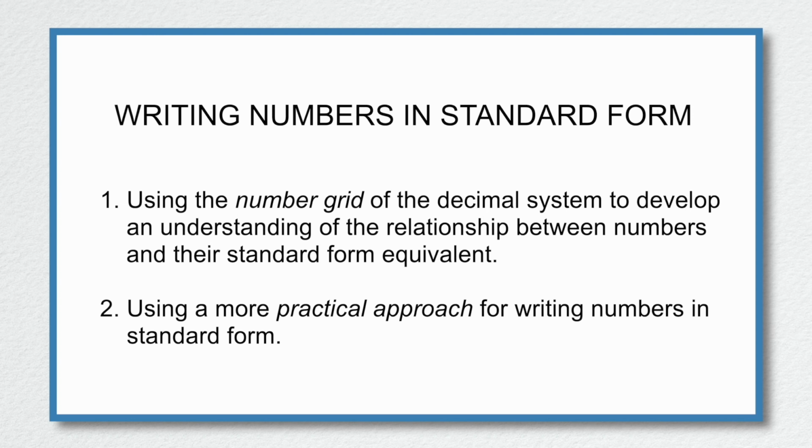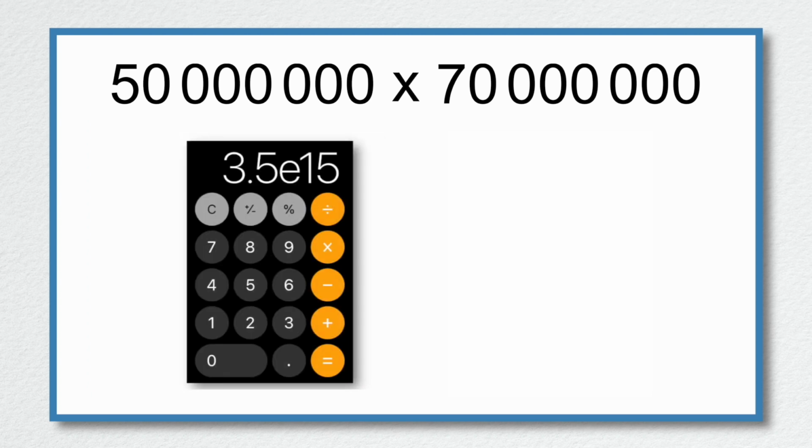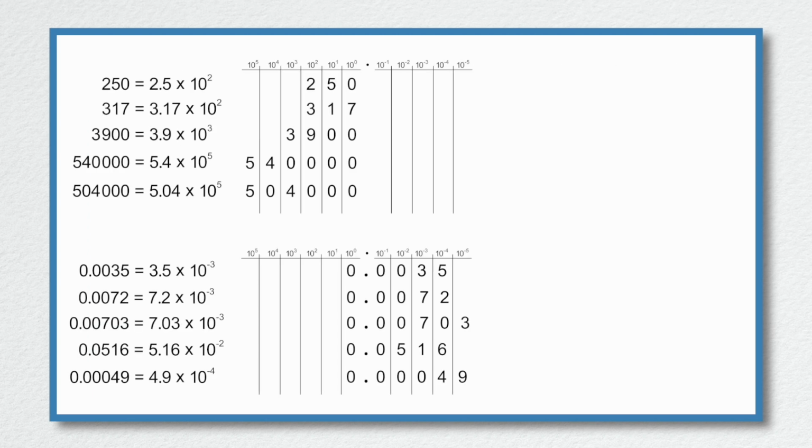Now we started the previous video with a calculation, 50 million multiplied by 70 million. On my smartphone it produced an answer like this, and on my scientific calculator it produced an answer like this. And these answers were basically given in standard form. And so to establish what they meant, we looked at writing numbers in standard form using the base 10 number grid. And here are the examples that we covered.